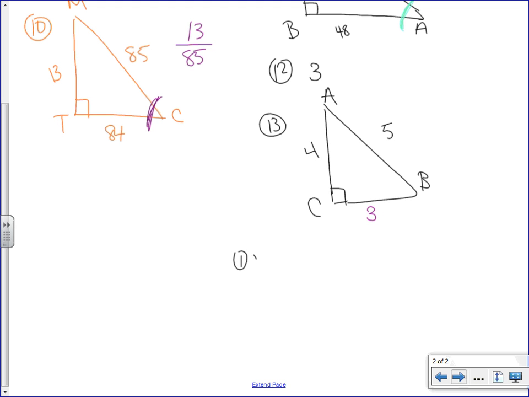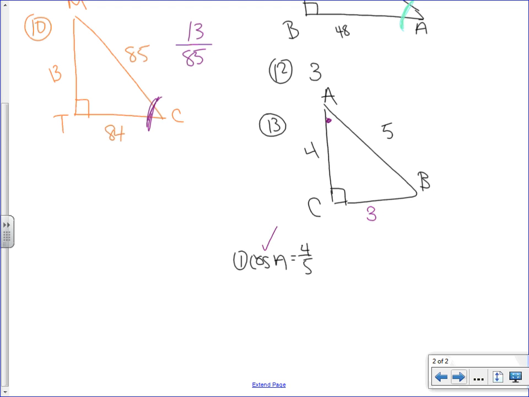My first choice says that the cosine of A is equal to 4/5. Well, let's look at angle A. If I look at angle A, cosine is adjacent over hypotenuse. So adjacent is 4, hypotenuse is 5. This one works. It didn't even use the side BC.